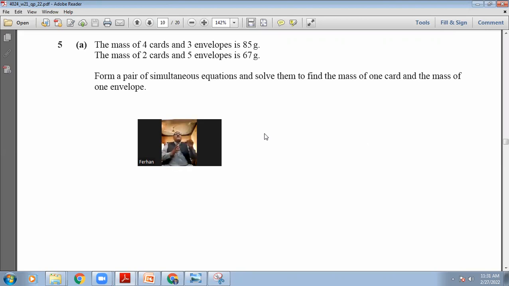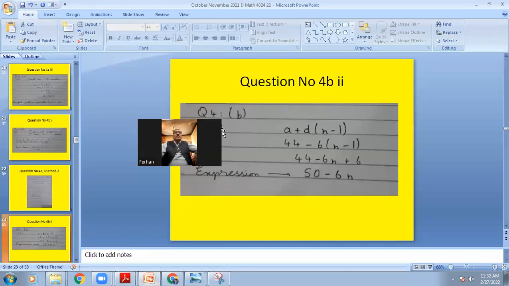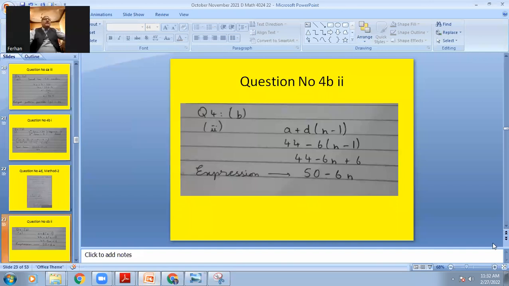So I can make 4c plus 3e equals 85, and 2c plus 5e equals 67, and solve them simultaneously. The strategy is very simple. So let me show you how we have done this on the paper. And here we go.